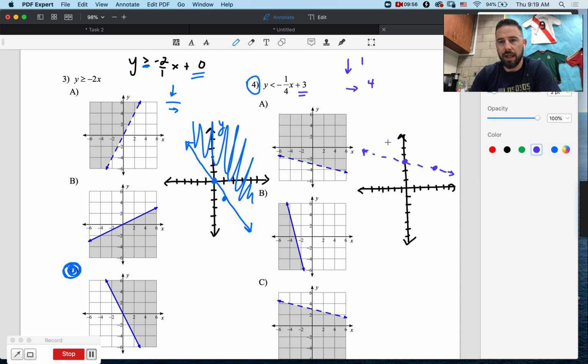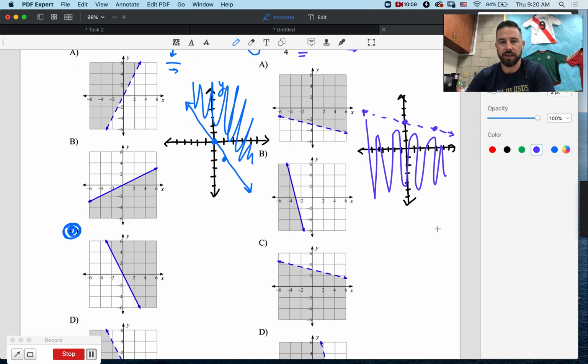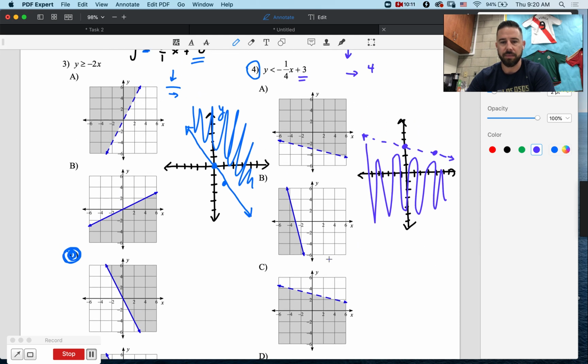Okay, and then the last question you ask yourself is, is it eating the y? The mouth is not eating the y, so that means it's less than, which means we shade below. Okay, so which one matches? I see one right now that looks like it matches to me. It looks like C is spot on there. Okay, what do you think?